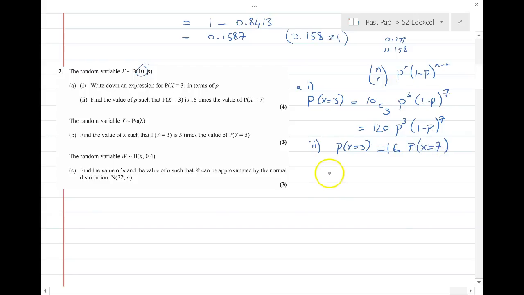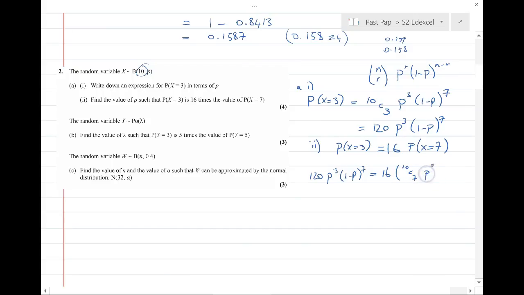Now P(X=3), we've already got an expression for that. That's 120 p to the 3, 1 minus p to the 7. And for P(X=7), that's also 120 because it's a binomial coefficient. I'll write it out for you just in case. It's going to be 10C7, but that's going to be equal to 120.